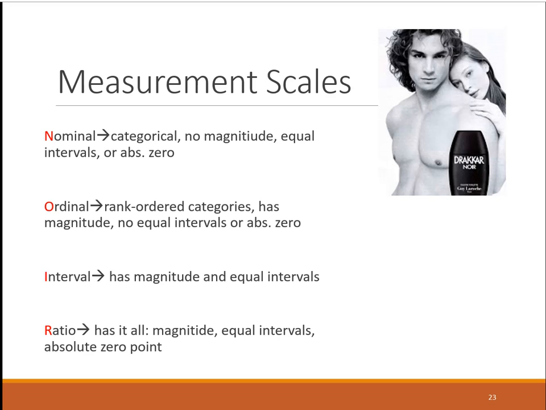A ratio variable basically has the property of magnitude, equal intervals, and has an absolute 0 point. And the 0 truly represents, or at least approximates very closely, the complete absence of the thing that is being measured. Many behavioral measures might be ratio variables. For instance, the number of times you sneeze today is a ratio variable. So 0 on that scale would mean the complete absence of sneezes.